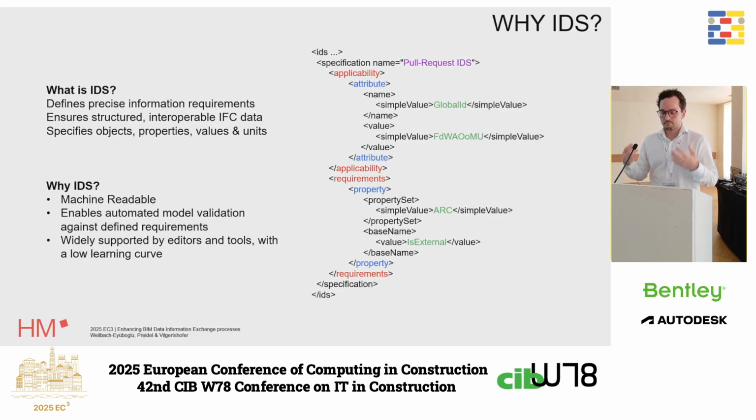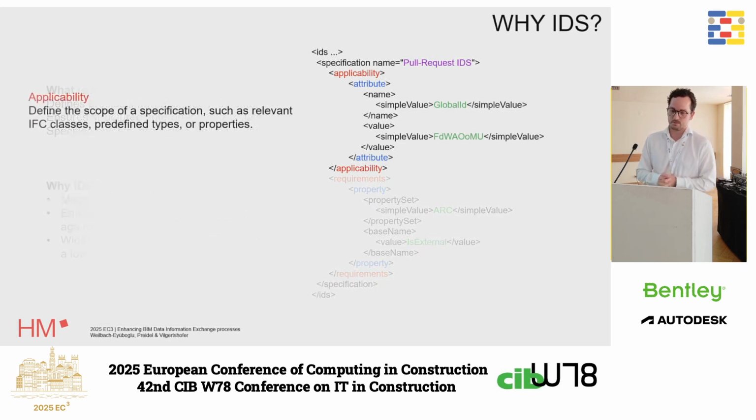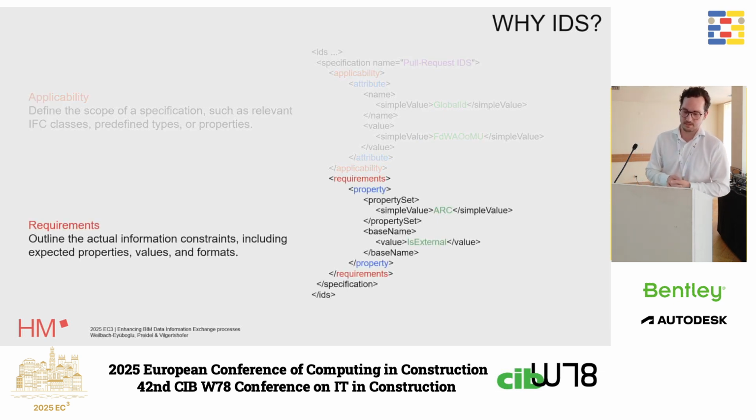As mentioned, we can validate models using IDS, and this IDS file consists of two crucial parts. The first one being the applicability section, so the scope of the specification or the target. In this case, here we are targeting an element by its global ID. And we can go one step further and actually put a simple value behind this global ID to target a specific element. The other part is the requirement section. Now, we target a specific element and we are looking for a property named external within the property set ARC here.